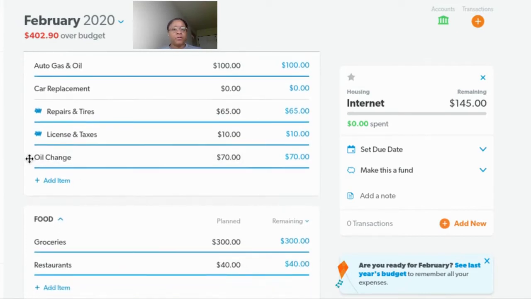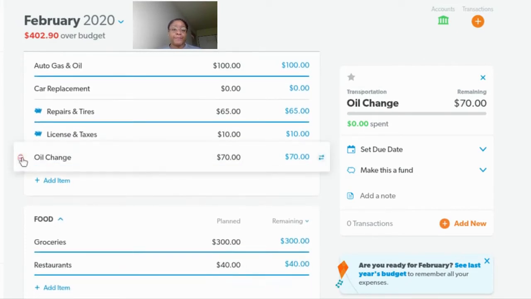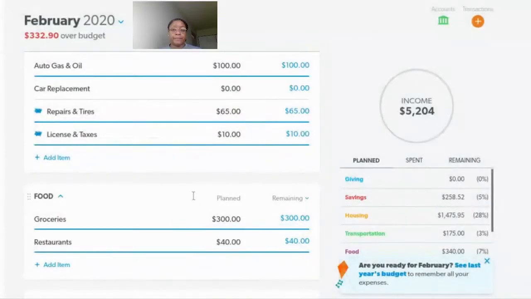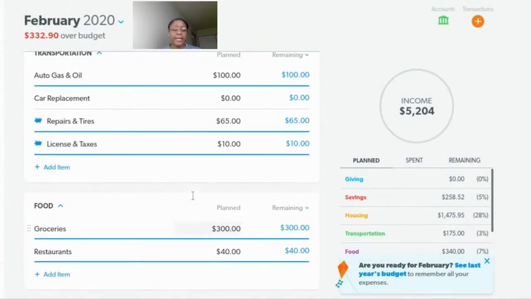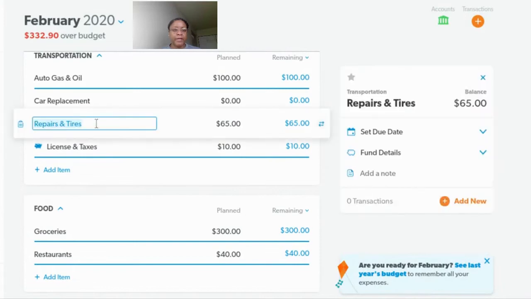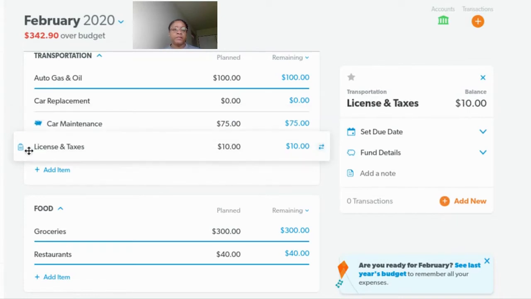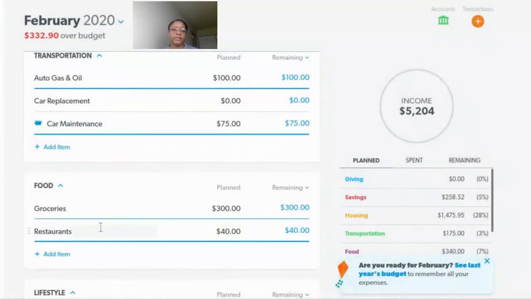So I'm going to get rid of the oil change. I did that. And I'm also going to change this category right here. It's called repairs and tires, and I'm just going to call it car maintenance. That way I only have one to fund, and I don't have to remember the two lines. I meant to do this for January and I didn't, so I'm going to take care of this in February, and I'm going to delete that.